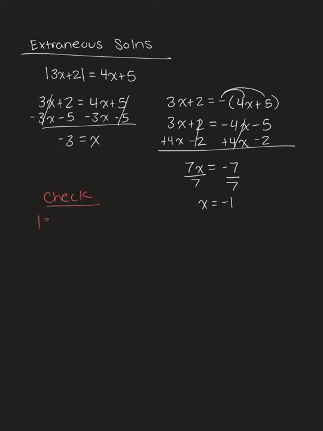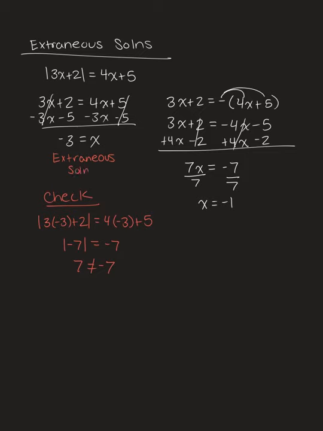So let's plug in the negative 3. So 3 times negative 3 is negative 9, plus 2 is negative 7. 4 times negative 3 is negative 12, plus 5 is negative 7. Now the absolute value of negative 7 is positive 7. So 7 does not equal negative 7. So that means that this x equals negative 3 is an extraneous solution.